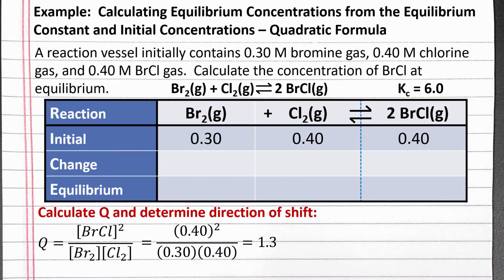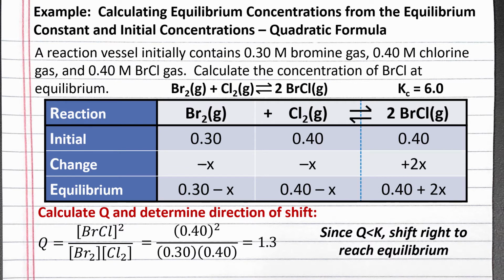Since the reaction quotient is smaller than our equilibrium constant value, we need more product. We need to shift right to reach equilibrium. This means we will have minus x, and plus 2x for our change row. The coefficients 1, 1, and 2 come from the coefficients in the balanced chemical equation. The equilibrium row is the initial row plus the change row.